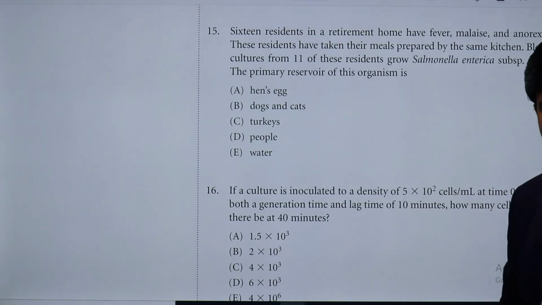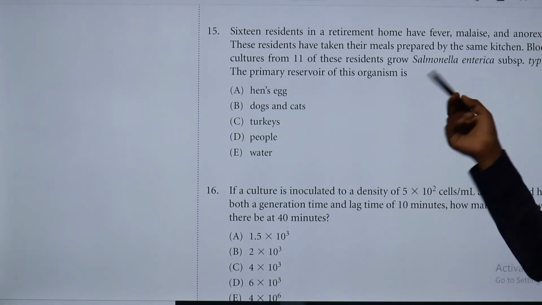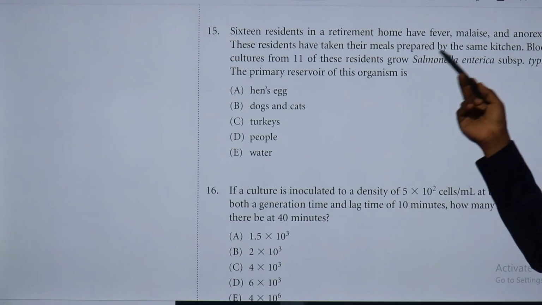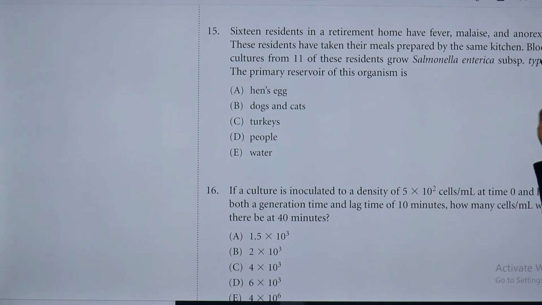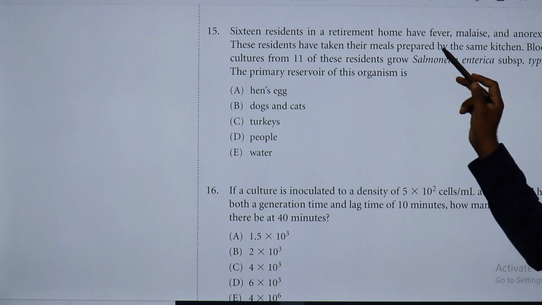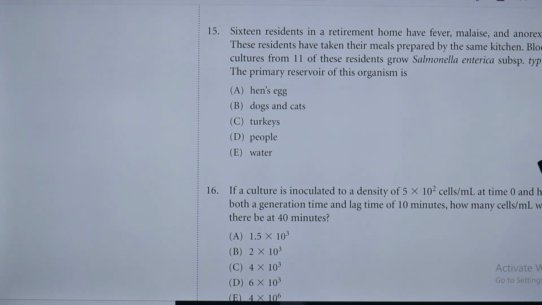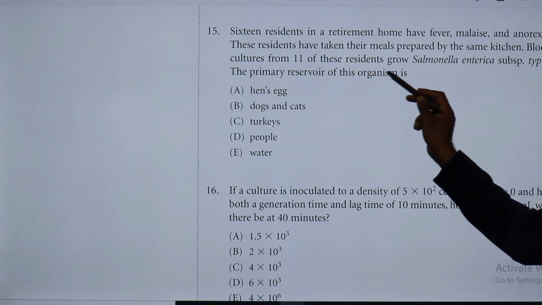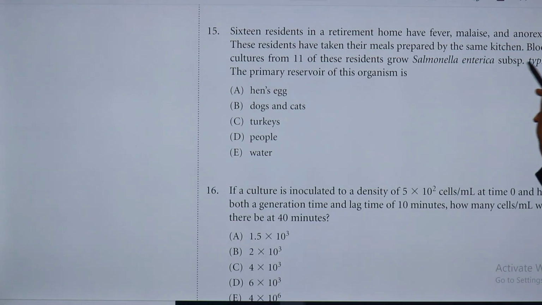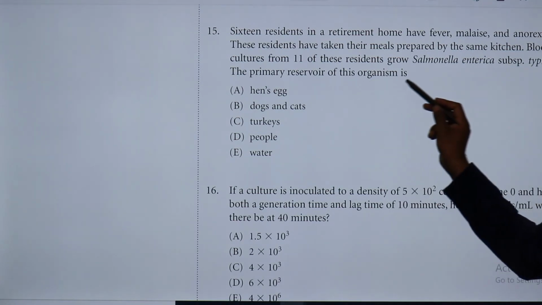We'll do another question. A 16 residents in a retirement home have fever, malaise, and anorexia. These residents have taken their meals prepared by the same kitchen. Blood culture of 11 of these residents grows Salmonella enterica subspecies typhi. The primary reservoir of this organism is?